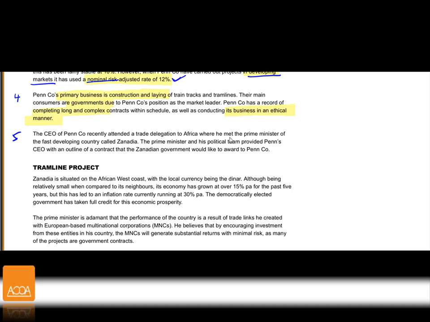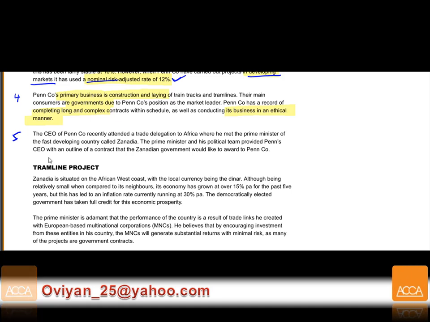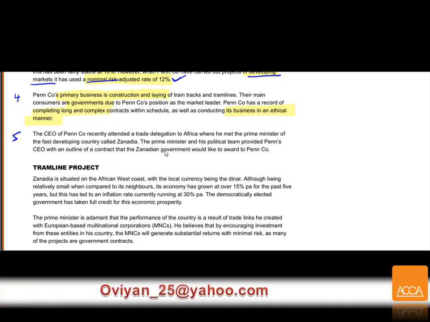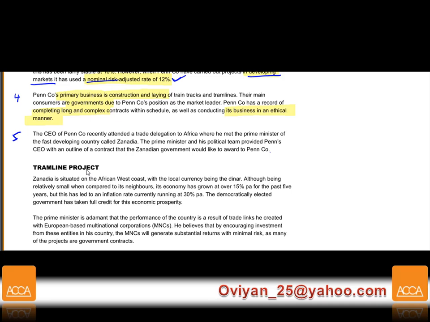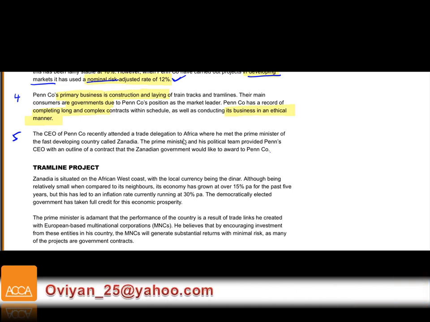Now the next paragraph, number 5, is that the CEO of Penn has recently attended a trade delegation to Africa, where he met the Prime Minister, the PM, of a fast developing country called Zanadia. The Prime Minister and his political team provided Penn's CEO with an outline of the contract that the Zanadian government would like to award to Penn. Okay, so this is what you have here: the first 5 paragraphs relating to Penn, and also what Penn has done in the last delegation trip to Africa.